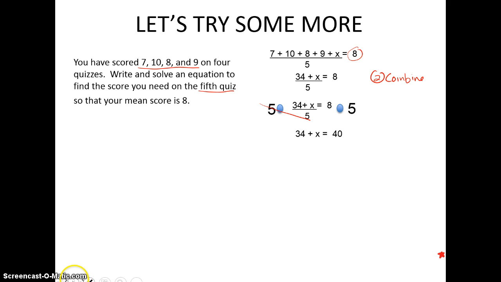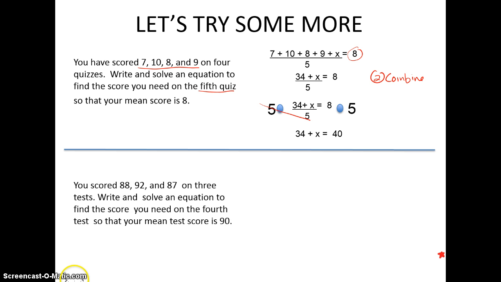So let's see. My next step is to add or subtract to get my variable by itself. The opposite of adding 34 is subtracting 34. So x is going to equal 6. I need to score 6 to get a mean score of 8.